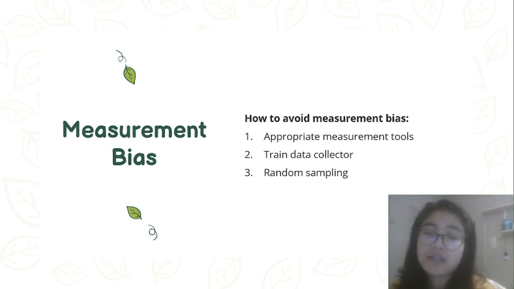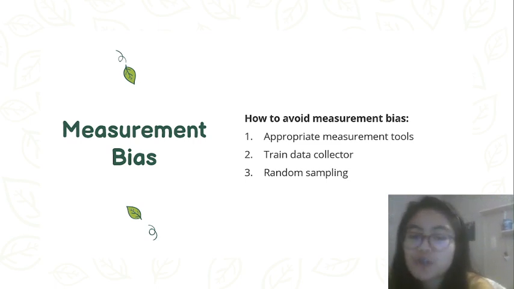And then the second one is trained data collectors, and I think this is really important because most of the time we have a bias from humans, and if human data collectors are involved, then we need to provide training to ensure that they are consistent in their approach, and that they are also unbiased in their interaction with respondents. And then the third one is random sampling.